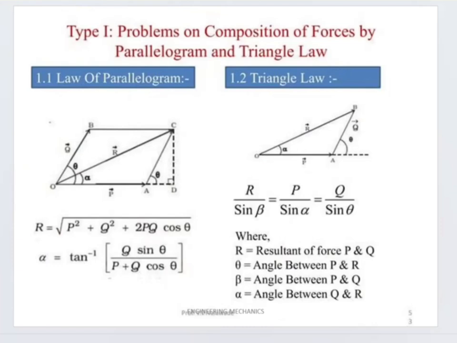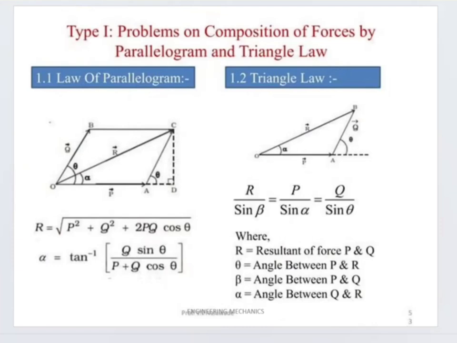Next is the triangle law. What is meant by the triangle law? If two coplanar concurrent forces are acting simultaneously at a point and are represented in magnitude and direction by two sides of a triangle taken in order, then the resultant of these two forces is represented in magnitude and direction by the third side of the triangle in opposite order.